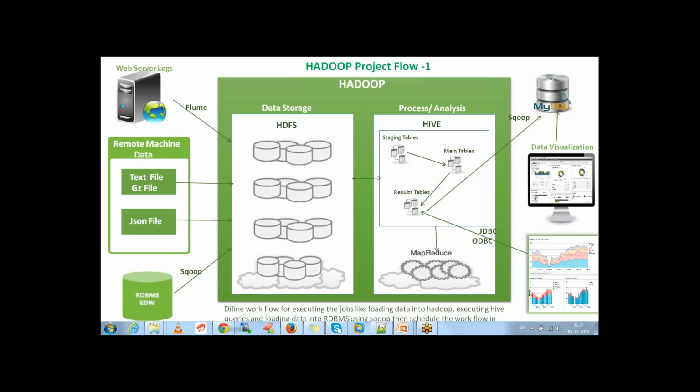Okay, this is fine if you have only Hive. Apart from that, if I want to include Pig, where will it include Pig? That we'll see in the next flow.